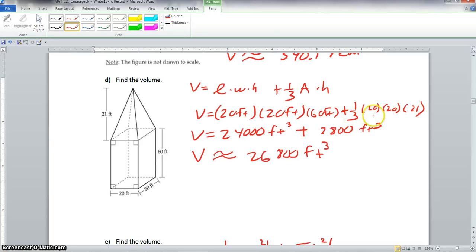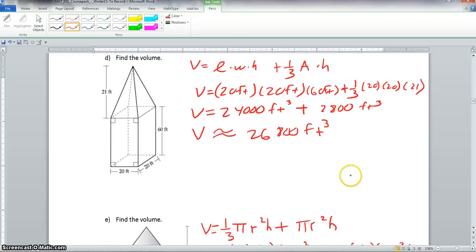Now we have 1/3, and we have the pyramid. Now the bottom of the pyramid is a rectangle. So it'll be 1/3 of the area of a rectangle, which is length times width. And if you notice here, our length and width are the same size. So it'll be 20 times 20. And then our height, as you see here, is 21. So now we have 24,000 cubic feet plus, when we multiply this 1/3 by these three values, we will end up with 2,800 cubic feet. So 24,000 plus 2,800 cubic feet will give you 26,800 cubic feet.